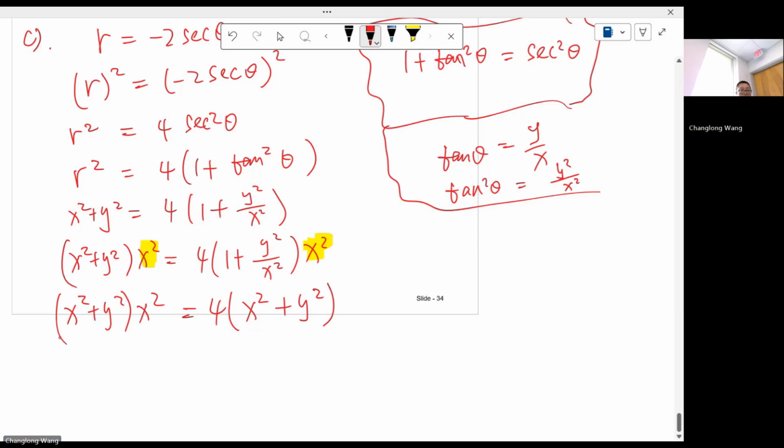You will divide out the x squared plus y squared, right? You arrived at x squared equals 4, right? And what will you do next? x is plus or minus 2, right? Okay.